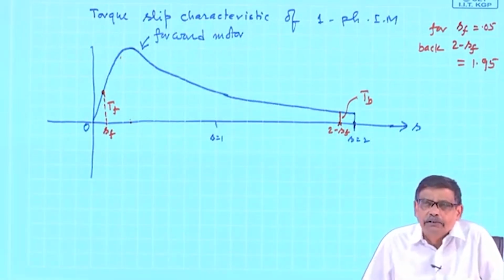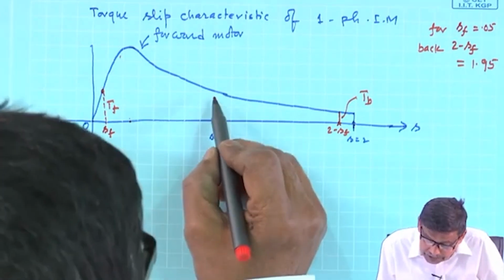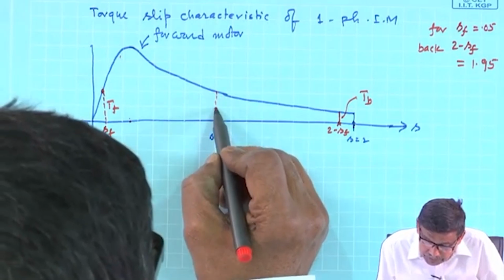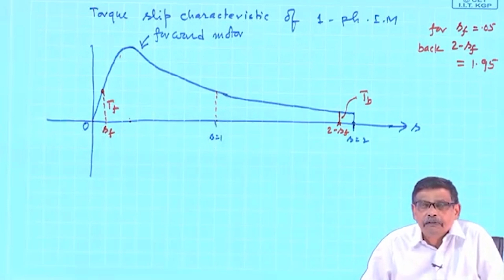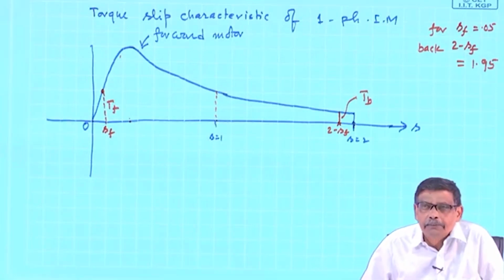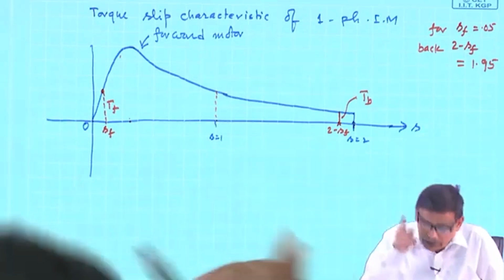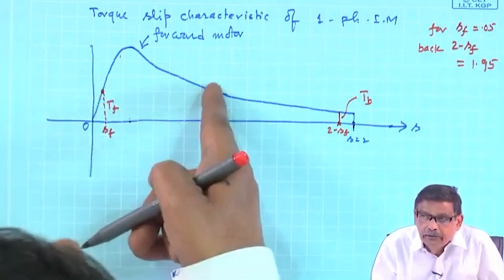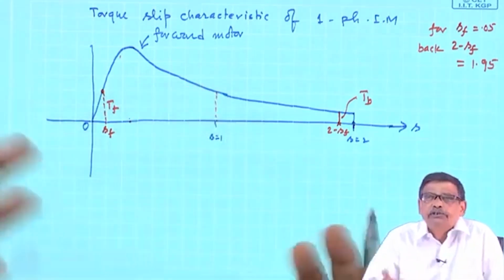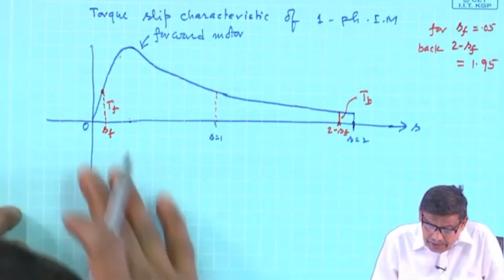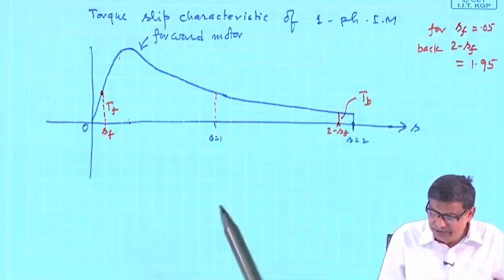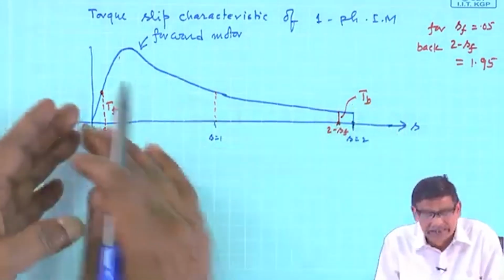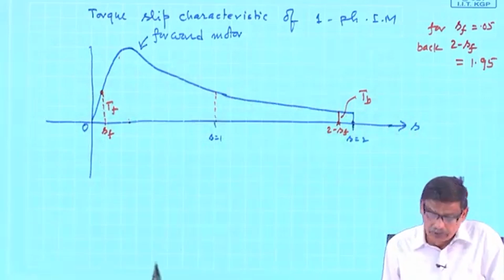If s equals 1, suppose at starting, what is the torque developed by the forward motor? This will be the torque developed by the forward motor. What will be the torque developed by the backward motor? 2 minus s, that is once again 1, the same value, and the difference of these two is 0.